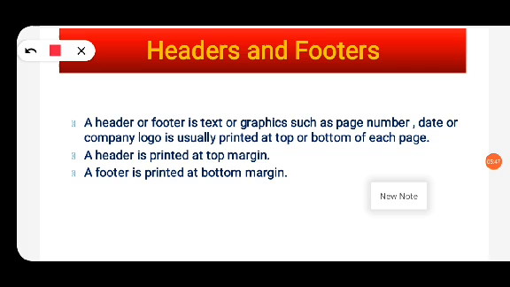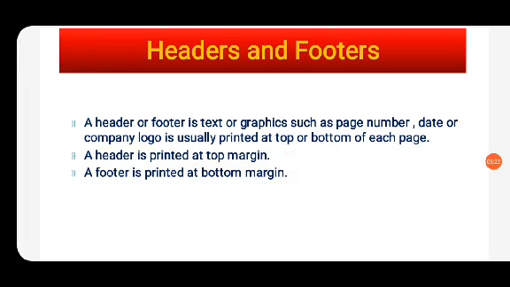So a header or a footer is text or graphics such as page number, date, logo, printed at the top or bottom of each page. The header is printed at the top margin, whereas the footer is printed at the bottom margin. So I hope you have understood the difference between headers and footers. It is basically the same, but headers are the text or graphics that appear at the top margin, whereas the footer appears at the bottom margin.